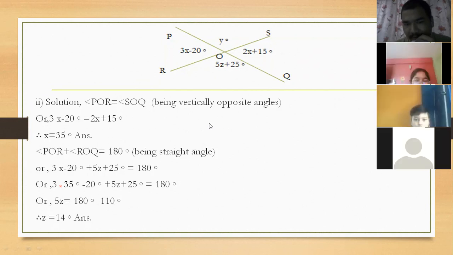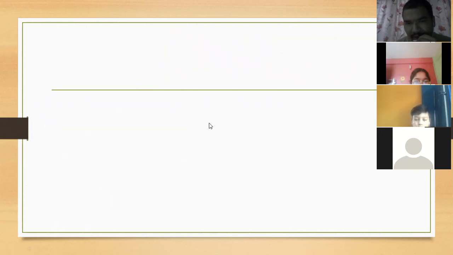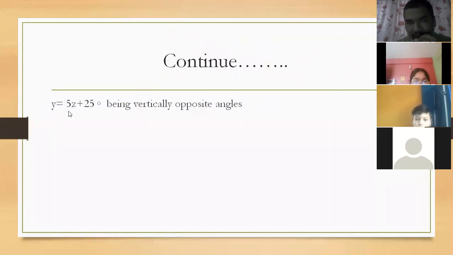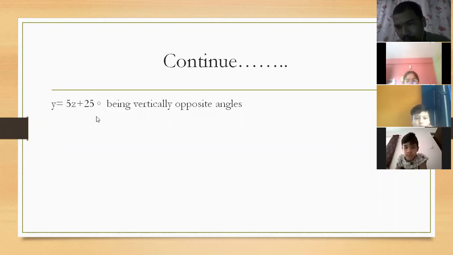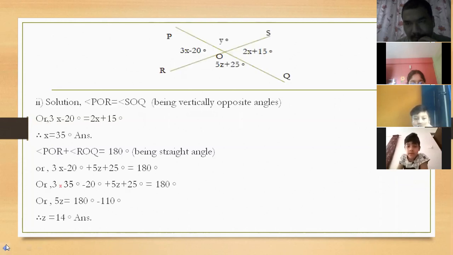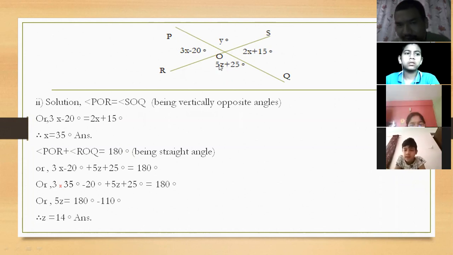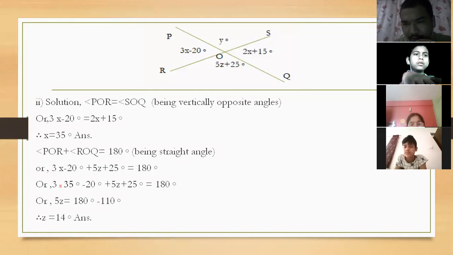Next slide, children. The same question will be there. Continue. y equals 5z plus 25. Why is y equals 5z plus 25 degrees? Dishant, can you tell why? I want to show you that figure again. Because they are vertically opposite angles. Very good. And we have already got the value of z also, that's why. Okay, children? We have got the value of z also.